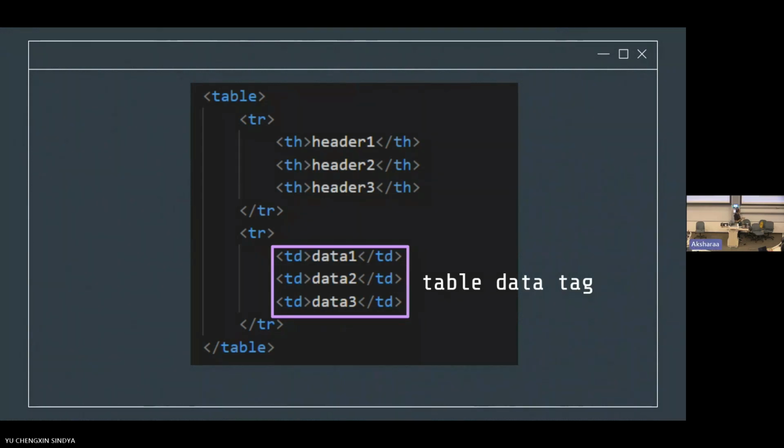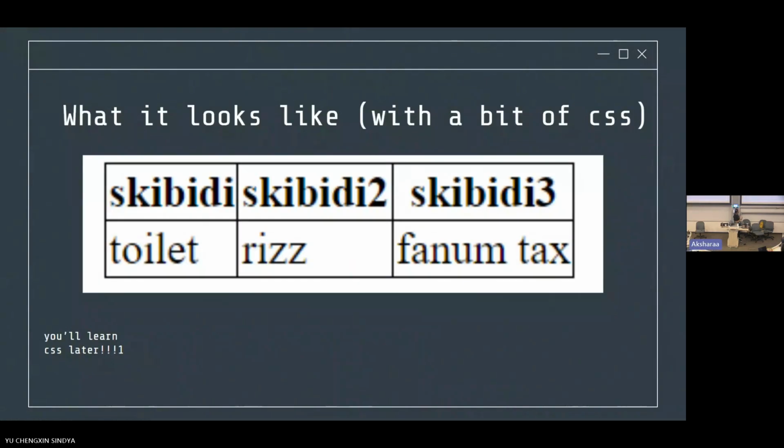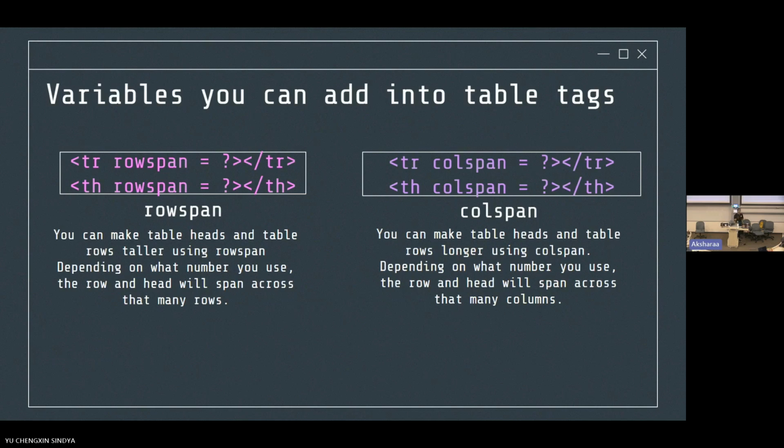Okay, so moving on. This is what it looks like with a bit of CSS. You'll learn the CSS later. Basically, you see these border lines, right? Over here. You see this, everyone? That is added with CSS. In HTML itself, you don't have the border lines, but it is in a table view. We will try this out later. Other attributes that you can add into your table tags are rowspan and colspan.